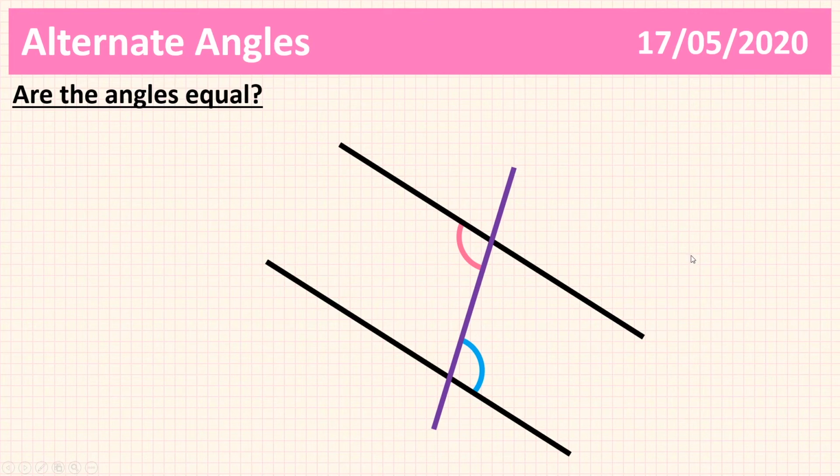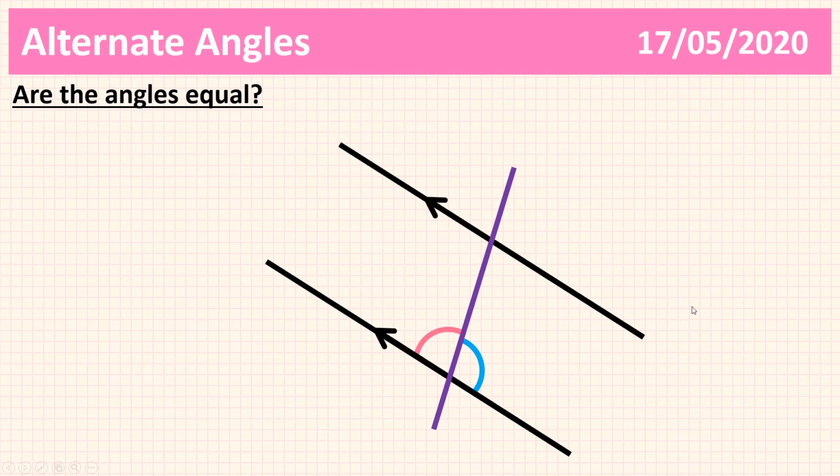Pause the video. What about now? Are the angles equal? Now, if you said no, you are correct. The number one characteristic is that the lines need to be parallel. Although these lines look parallel, because we're not given the arrows to say that they are parallel, we can't assume that they are parallel. So if they're not parallel, these angles are not alternate, and therefore we cannot say they are equal. However, if we measured them and they are equal, then we can say that the lines are parallel because the alternate angles are equal.